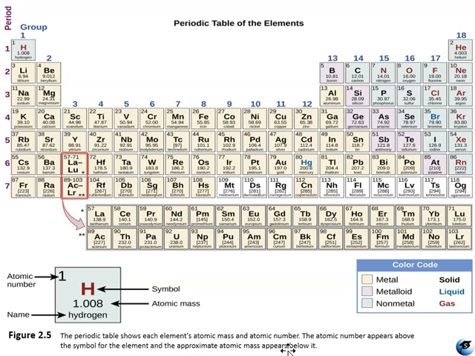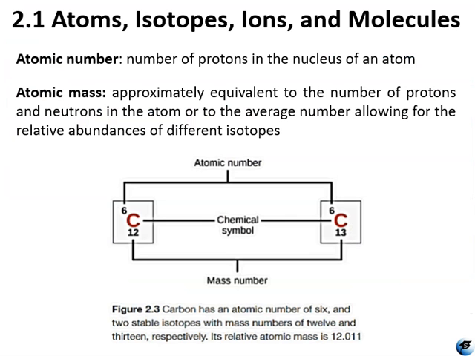Now, for this class, you do not need to memorize the periodic table of elements. However, you should be able to read and understand it. The periodic table shows an element's atomic mass and atomic number. The atomic number appears above the symbol for the element, and the approximate atomic mass appears below it. The atomic number is the number of protons within the nucleus of the atom.